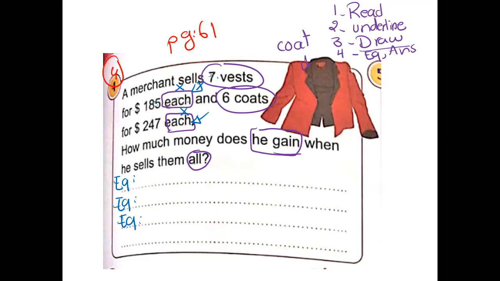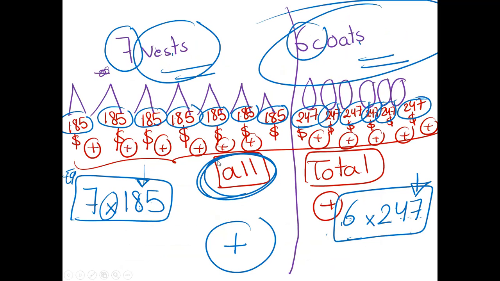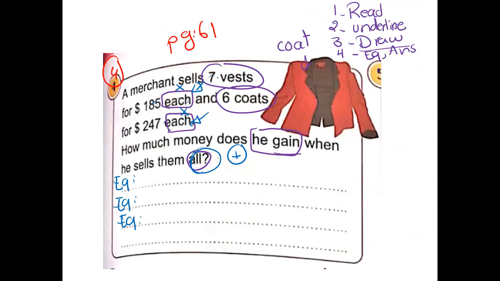Then the word "each" also tells us we will multiply another time, 6 by 247. And the word "all" tells us we will add both to find the total. These keywords, each and all, tell us we will multiply two times, then we will add both. So always, if we are repeating the same number several times, we multiply. And when I give you the price of just one thing and you want to know the price of all, we have to multiply. Let's start.